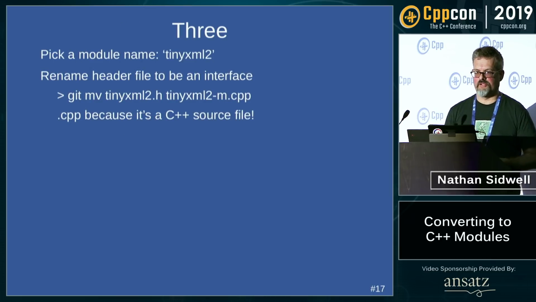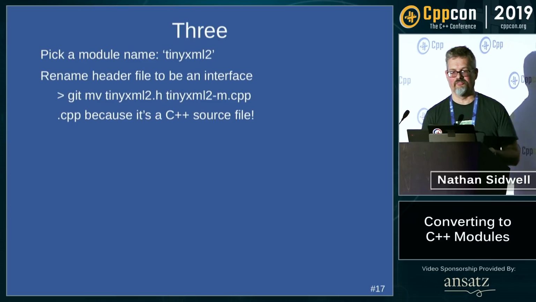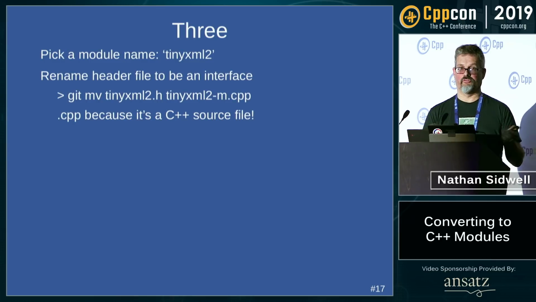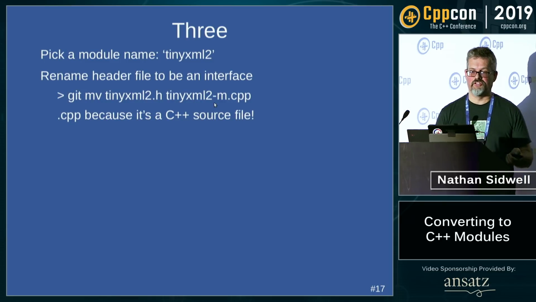So, pick a module name. Obviously, in this case, I'm going to use tinyxml2 because that's the name I have. And then I'm going to rename the header file to a source file, because it's a source file now. It's no longer a header file. It produces an object file. So I just renamed it tinyxml2-m.cpp. I don't see the need to change it to a different suffix there.